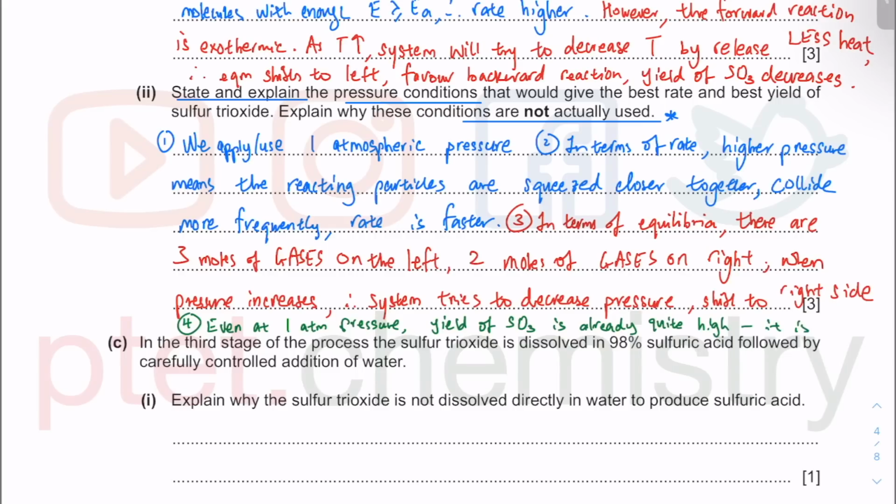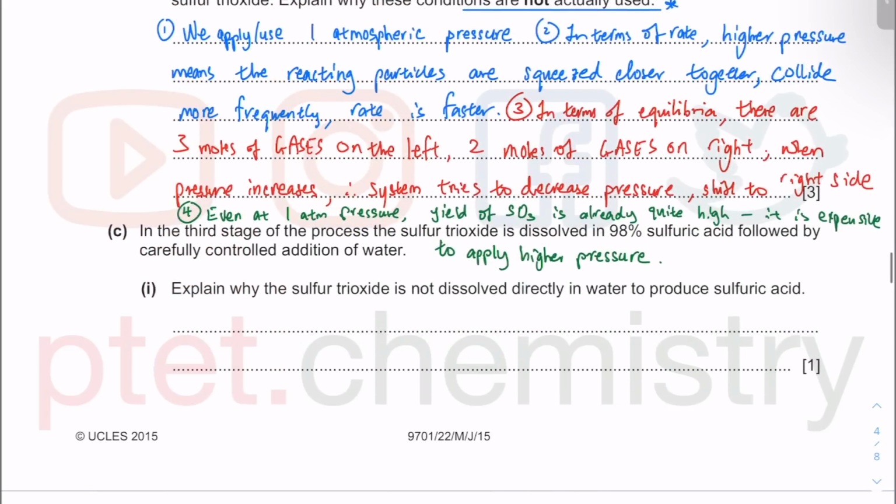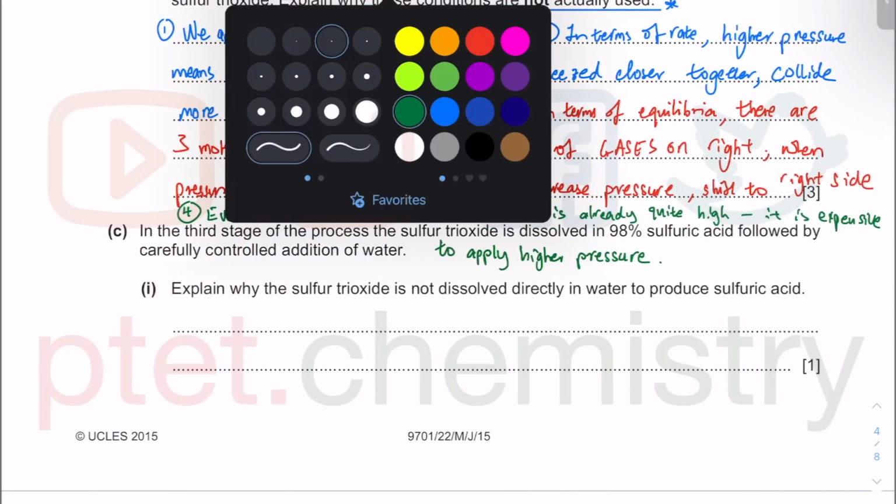It is expensive to apply even higher pressure. When you already have good enough yield, you might as well stick with it and be happy with it. Whereas in the Haber process, you really don't have an acceptable yield of NH3, and therefore you have to really increase the pressure to a much higher pressure. There's 200 atmospheric pressure for the Haber process to produce ammonia. I think I've written more than enough there.